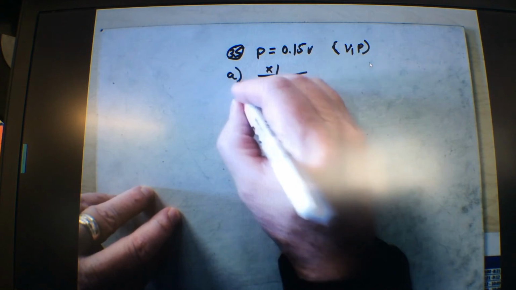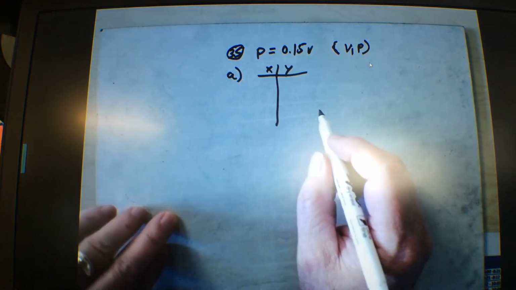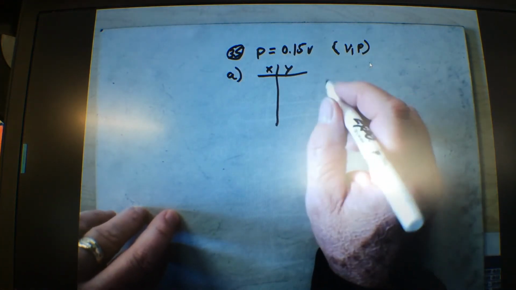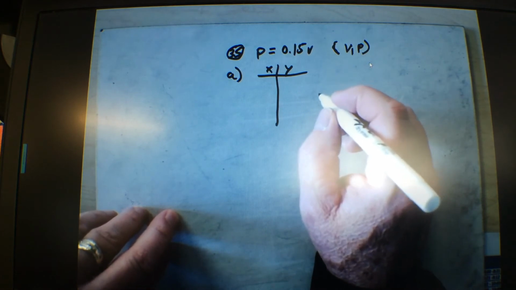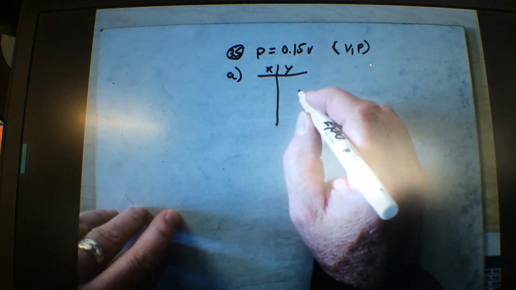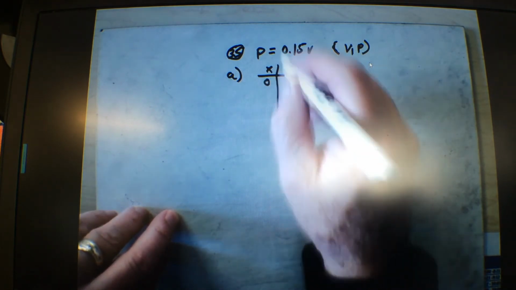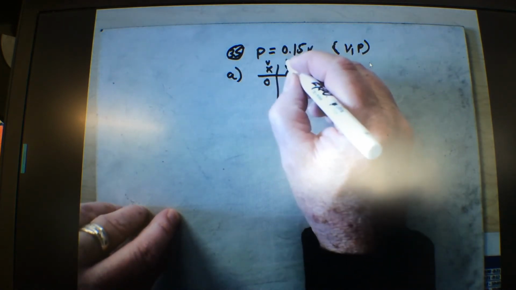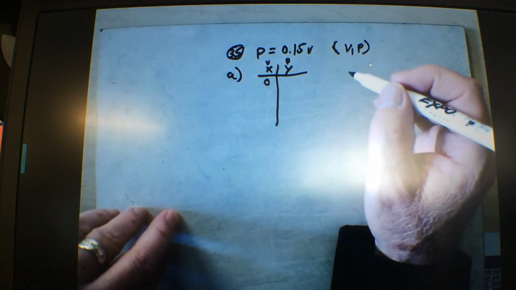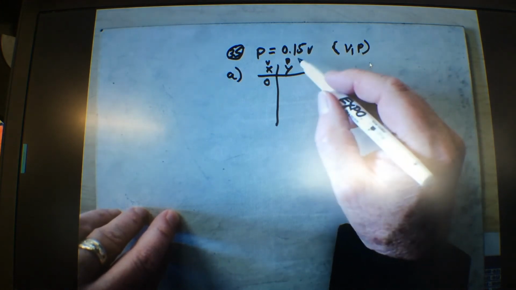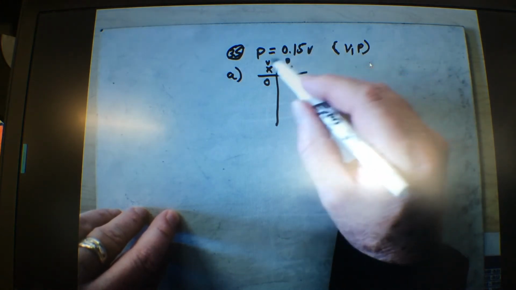This is A. Okay? What should I put in for V? What is the first number that you think you should put in for V? 0. Whoops. This is V and this is P. Treat it as X, Y, okay? So if I put 0 in there, what do I get back for P?